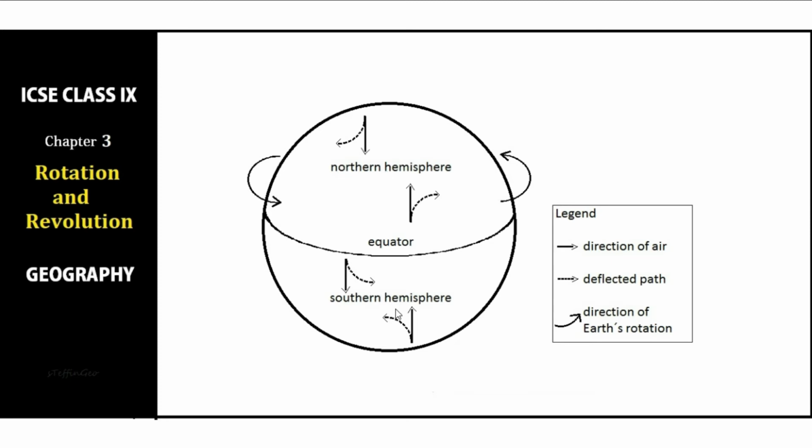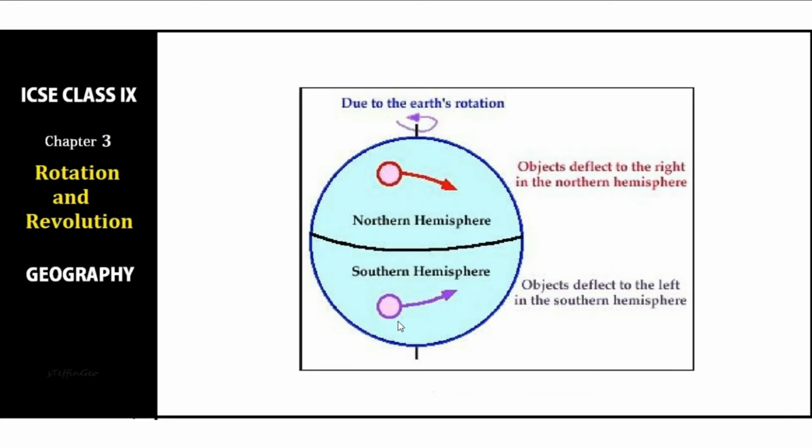So this force that causes the deflection of the wind is called Coriolis force, and this effect is called Coriolis effect, and the law suggesting this effect is called Ferrel's law. Or in simple, you can keep it like this: due to Coriolis effect, objects are deflected towards the right in the northern hemisphere and deflected towards the left in the southern hemisphere.